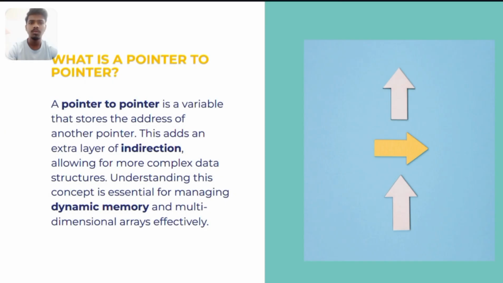The next point is, what is a pointer to pointer? A pointer to pointer is a variable that stores the address of another pointer. This adds an extra layer of indirection, allowing for more complex data structures. Understanding this concept is essential for managing dynamic memory and multi-dimensional arrays effectively.